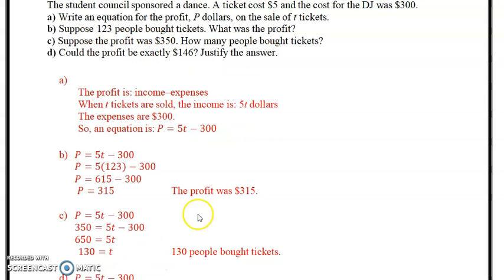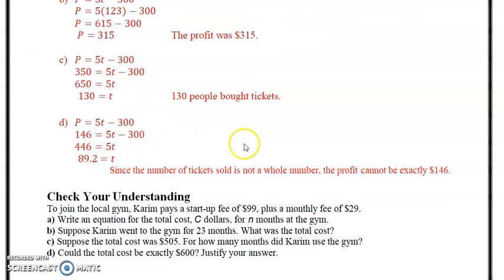So I just write a little statement there because the question said justify your answer, could the profit be? So since the number of tickets sold is not a whole number, the profit cannot be exactly $146. The profit would have to end in, like I said, 5 or 0 in order for that to happen, based on the slope and the y-intercept.